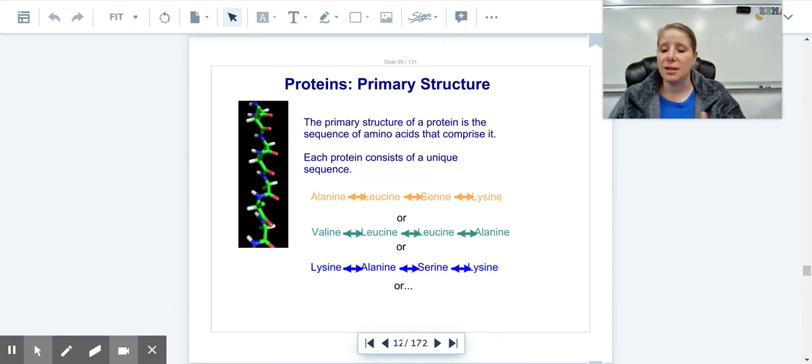That is a sequence. It's just amino acid after amino acid. Whatever string they come in is going to be your primary structure. It's kind of like the letters of a word.